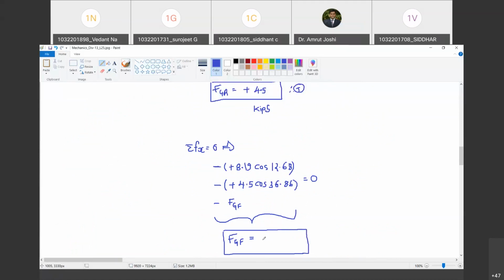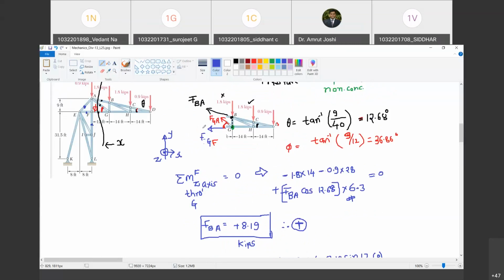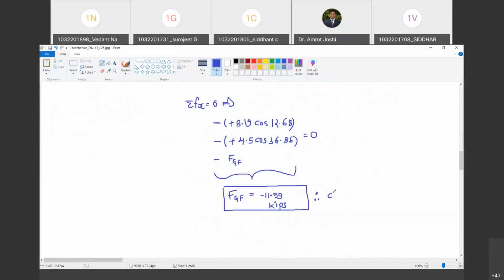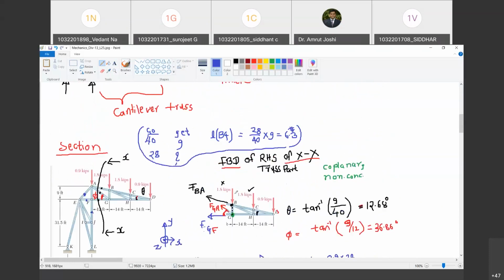Sir, it's coming out to be 11.59. Plus or minus? Plus. How? Oh, minus, sorry, minus. Minus 11.59 kips is the value. Are you with me? And as it is negative, therefore what is our understanding? Originally assumed sense of FGF is incorrect. Originally assumed sense was tensile and therefore FGF must be compressive in nature. Yes, sir. Happy? Okay. So we have found out forces in all the members.